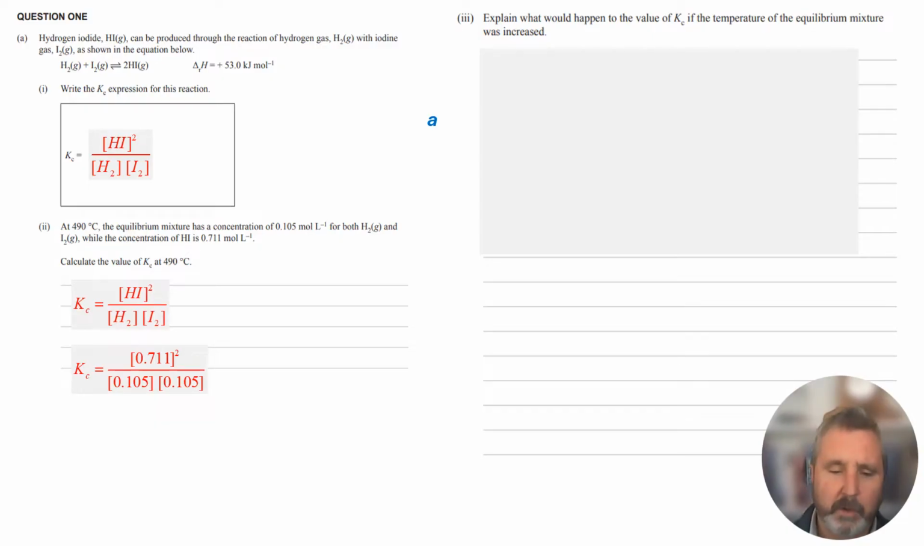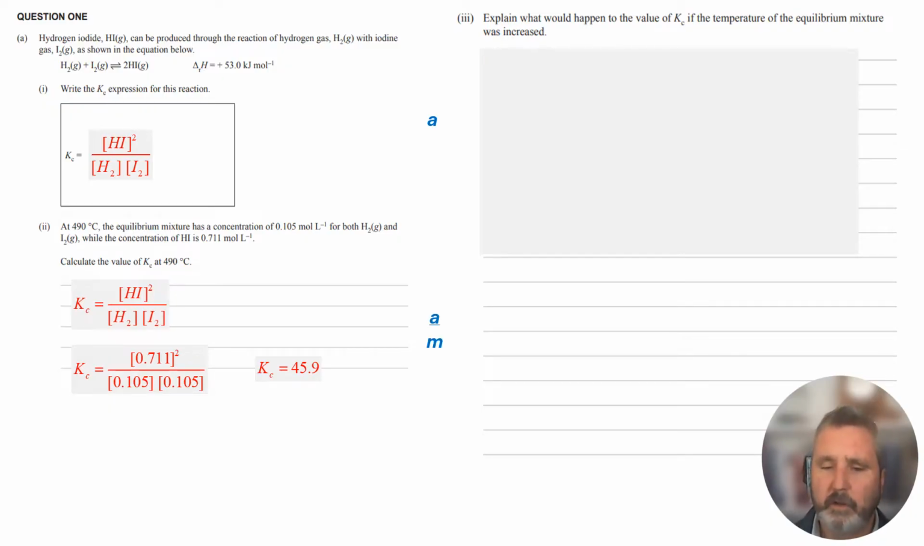Now the most common mistake that people make here is they do everything right, but they forget to square the top value when they put it into their calculator. So make sure that you remember to square it, or sometimes they just forget to write down the squared. Make sure you transfer everything correctly and calculate your answer, which is 45.9. There are no units for Kc, so I don't include units, but I have written it to 3 significant figures because at the front of the paper it says we need to write all answers to 3 significant figures.